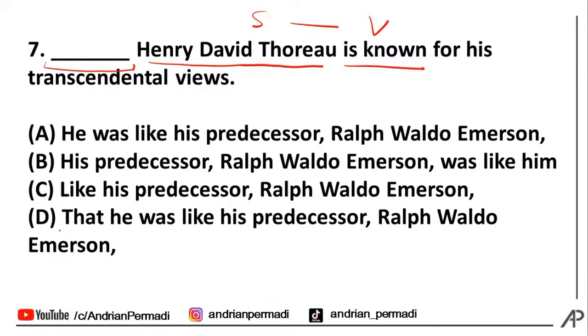From the following answers, we are able to see that it is only "like" that functions as a preposition. "Like his predecessor, Ralph Waldo Emerson" functions as an appositive that explains the word predecessor. And then, continuing after the comma, we will have the main clause or the independent clause, which consists of a subject and verb. Therefore, the answer is C.